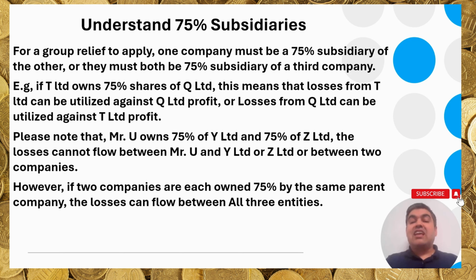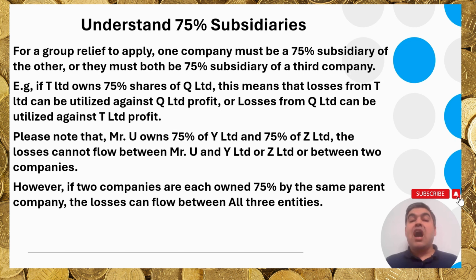However, here in this case, Mr. U is an individual, owns 75% of Y Limited and owns 75% of Z Limited. Even although he owns 75%, in this case he owns individually, so that is not a group. Yeah, it is a group, but it's not a group for the loss relief purpose. Hence, the losses cannot be transferred between the two companies.